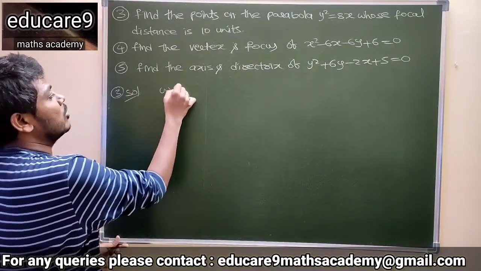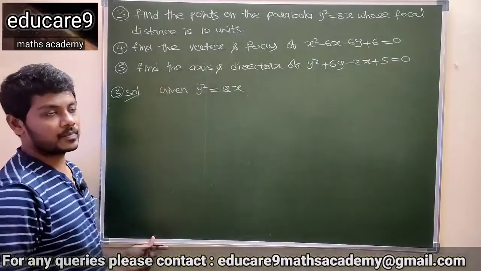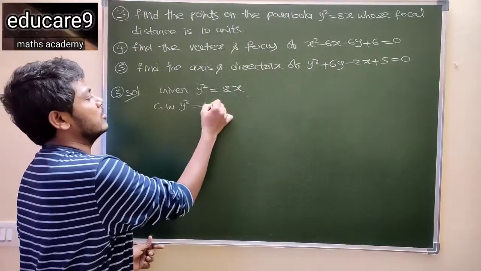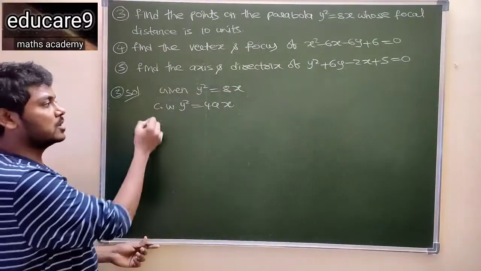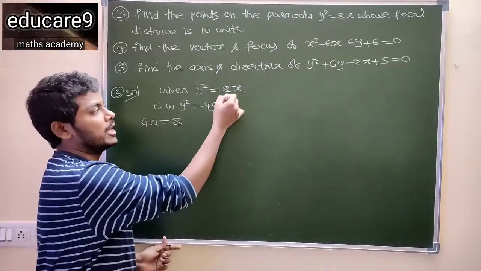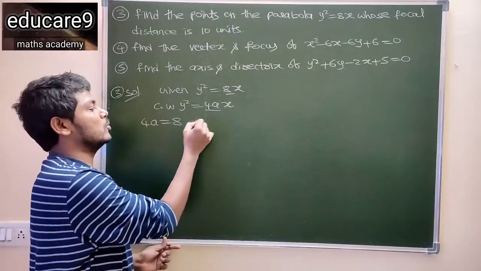Given parabola y square is equal to 8x. So you are comparing with y square is equal to 4ax. So what is 4a value? 8. Okay. 4a is equals to 8. Therefore the value of a is 2.